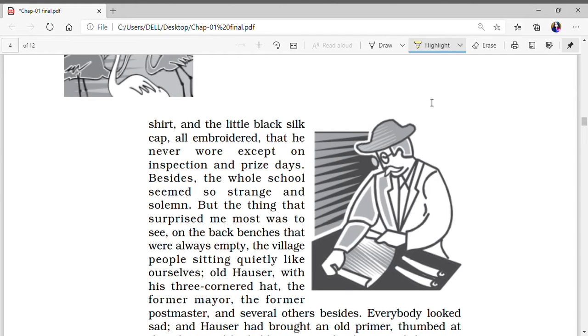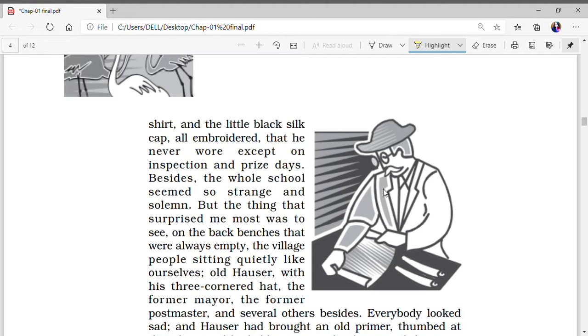As you can see here in the picture also, they've tried to show how he was dressed up in his coat and how he was wearing his silk cap. Although this picture is not colored, so you cannot notice whether it is of that same material or not, at least you can get the idea of it. "So that he never wore except on the inspection and prize days."